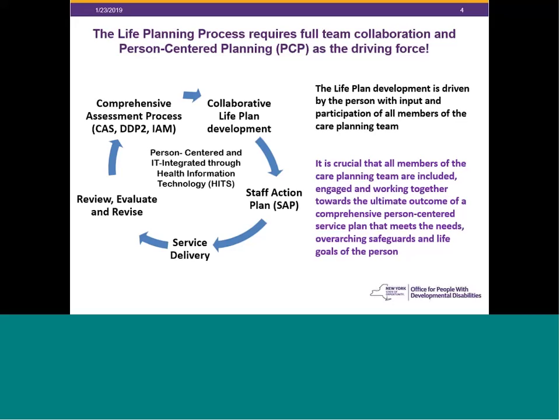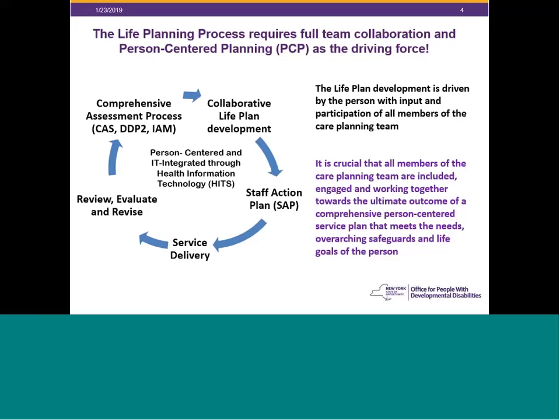So we want to make sure that we're reinforcing today that the ultimate goal of the planning process is to develop a comprehensive plan for the person that aligns with what they want most in their life, so you need to listen and know what that is, that incorporates consistently safeguards around the needs that the person has, and those should flow from the use of assessment tools such as the CAS, the DDP2, and the IAM, and then that the staff action plans that are needed for habilitative services align directly with the life plan so that what people want from their services is built into the habilitative service that somebody receives.